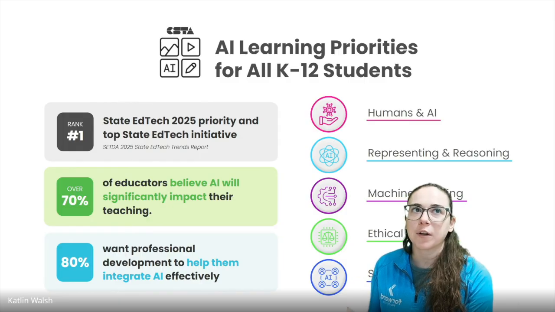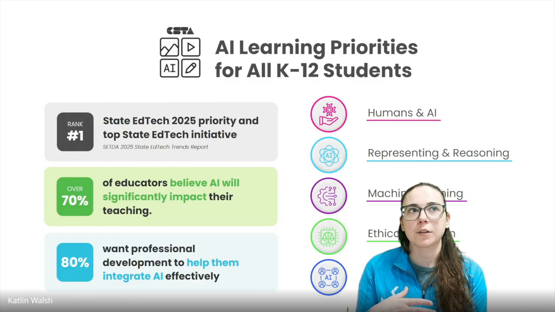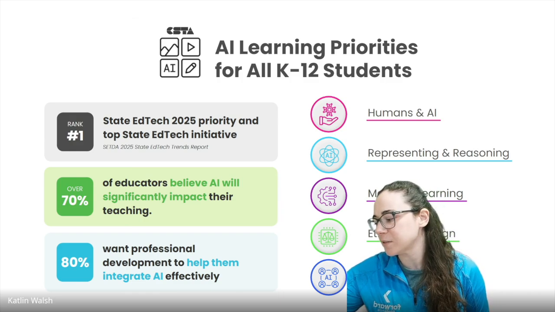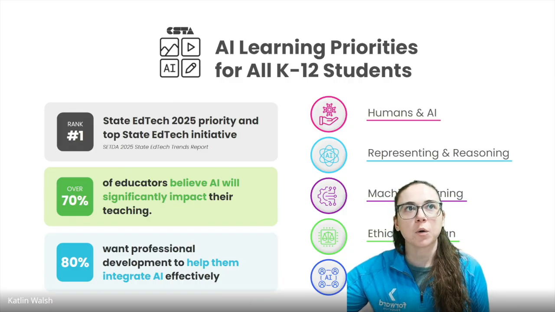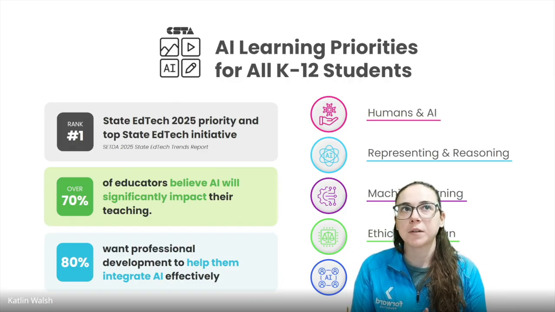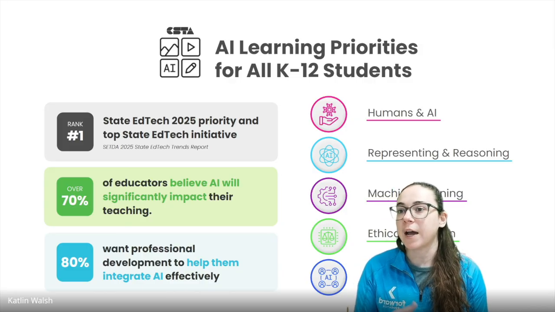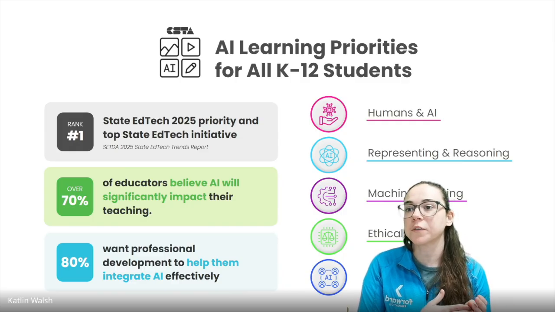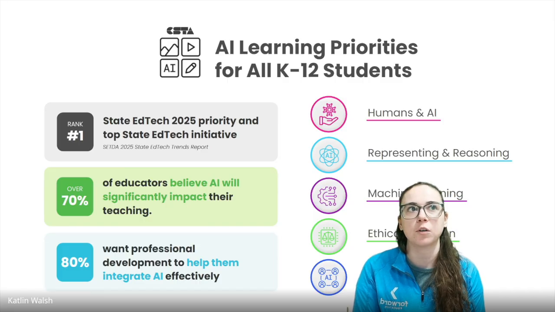AI learning priorities with K-12 students. There's tons of different priorities. There's lots of different state and national standards. This is just one of them from CSTA. These are suggested topics for learning priorities for all K-12 students. CSTA is a national standard for computer science that can embed into curriculum. We're also going to talk about how science can connect to those pieces. A lot of the topics overlap.